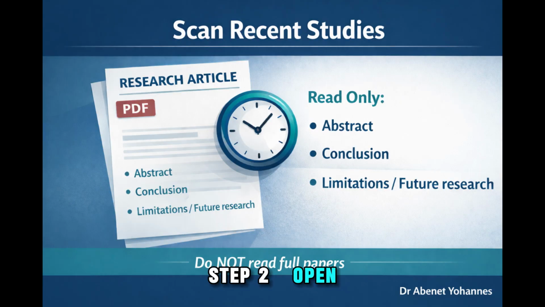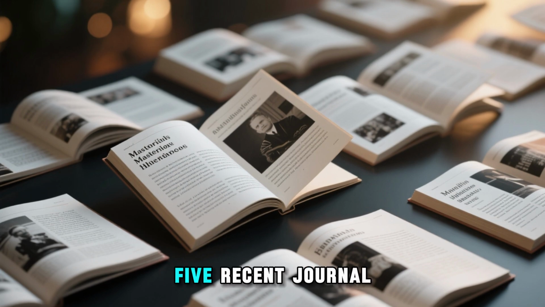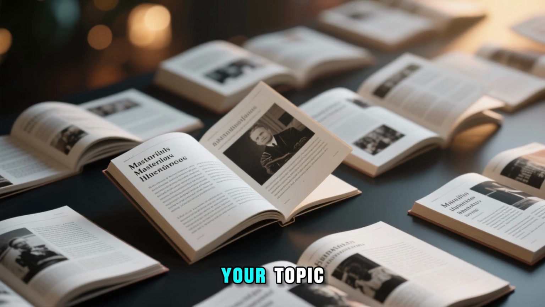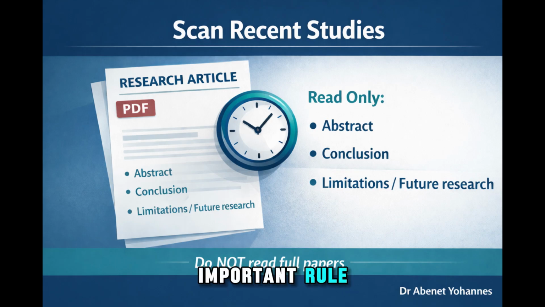Step 2. Open 3 to 5 recent articles. Next, open 3 to 5 recent journal articles related to your topic. And here's an important rule. Prohibited: do not read full papers. Instead, read only the abstract, the conclusion, the limitations, or future research section. This saves time and gives you exactly what you need to spot gaps.